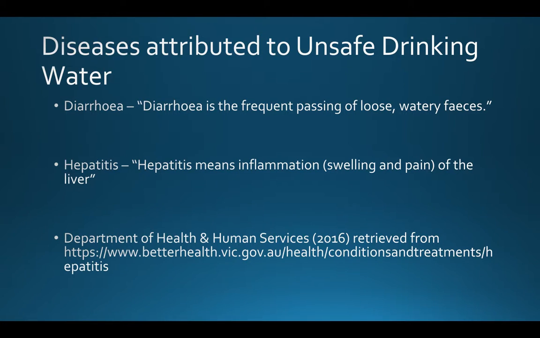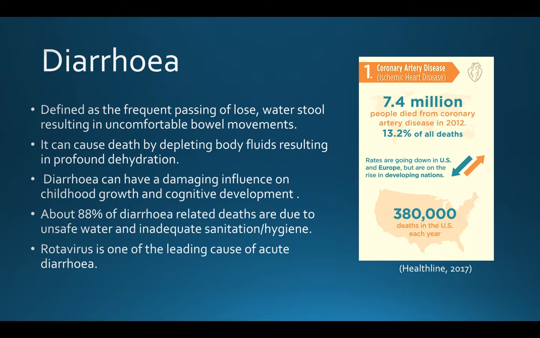Now we're going to focus on some diseases that are caused from drinking water that's contaminated or unsafe to drink. So we're going to focus on diarrhea, which is defined as the frequent passing of loose watery feces resulting in uncomfortable bowel movements. And hepatitis, which means the inflammation, swelling and pain of the liver. We're going to mainly focus on hepatitis A and hepatitis E. Both these were taken from the Department of Health and Human Services.